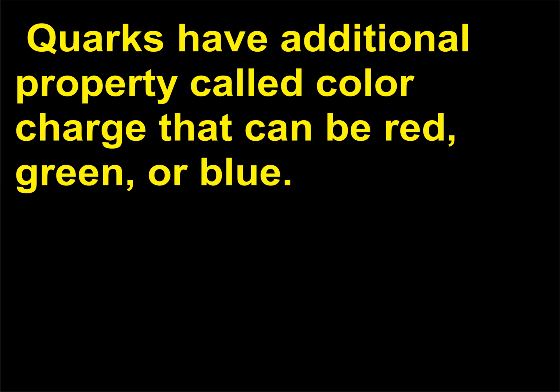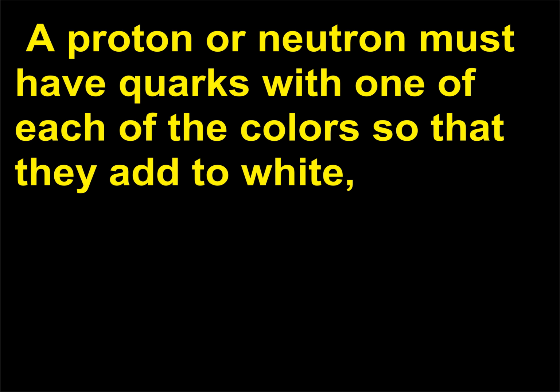Quarks have an additional property called color charge that can be red, green, or blue. A proton or neutron must have quarks with 1 of each of the colors so that they add to white, just like ordinary colors do.